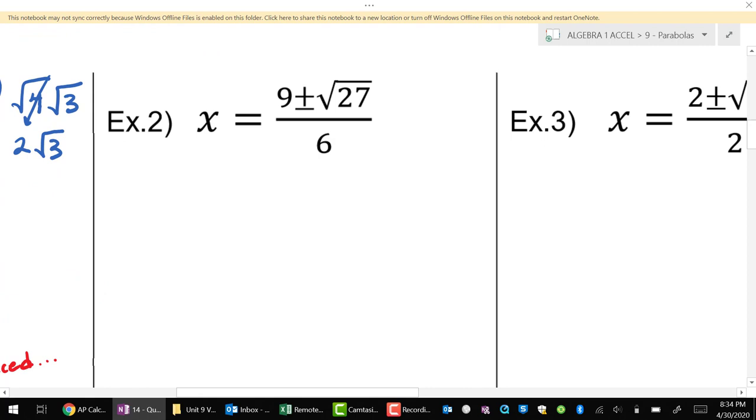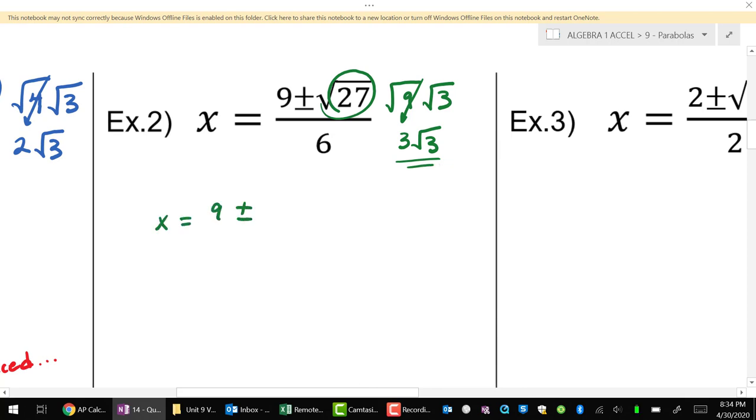Look to see if that radical can be simplified. Root 27 can be written as root 9 times root 3. 9 is my perfect square, so radical 9 becomes regular 3. So this root 27, I'm going to rewrite as 3 radical 3. So x equals 9 plus or minus 3 radical 3, and that's all divided by 6.